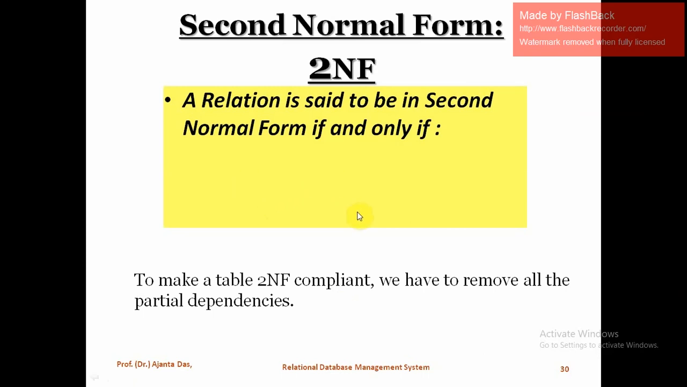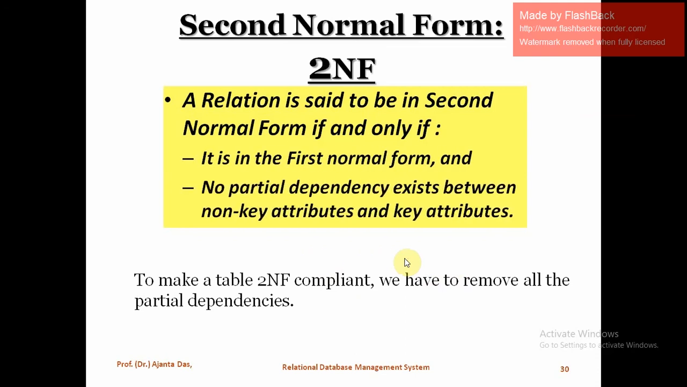So we are once again going through the definitions. Right, a relation is said to be in second normal form if and only if it is in the first normal form, and no partial dependency exists between non-key attributes and key attributes. Right. So to make a table 2NF compliant, we have to remove all the partial dependencies.